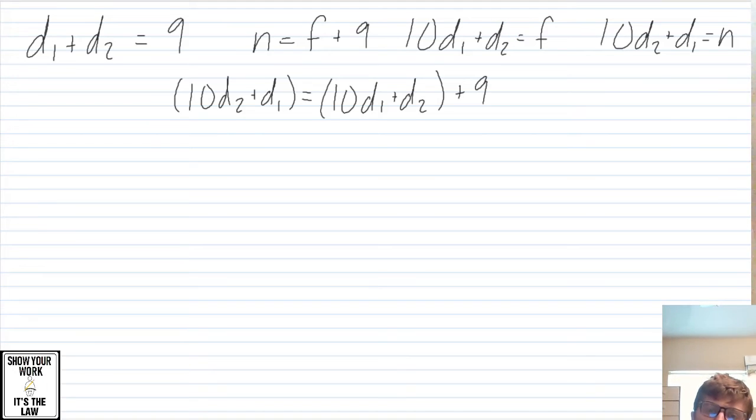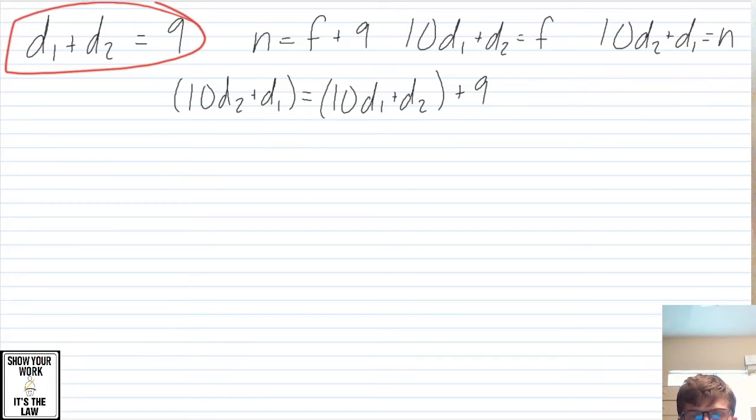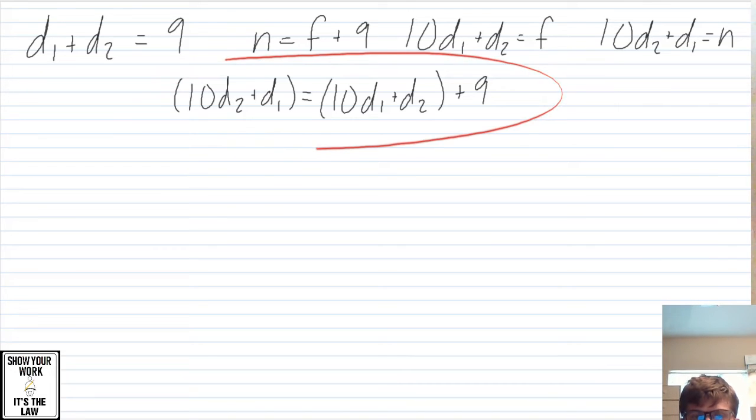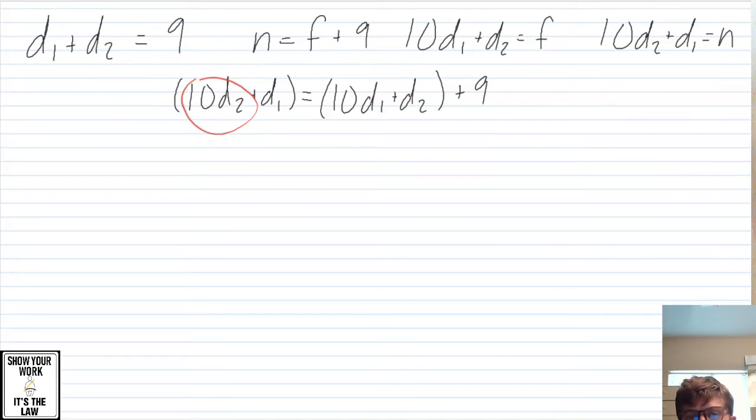Let's go ahead and simplify. And notice how right now, as it stands, we have 2 different sentences using 2 different variables. So once we're able to substitute, we'll be able to work this problem out. So let's start by looking at this one, and we want to get all the d1s to one side of the equals and all the d2s to the other side. So let's do that first.